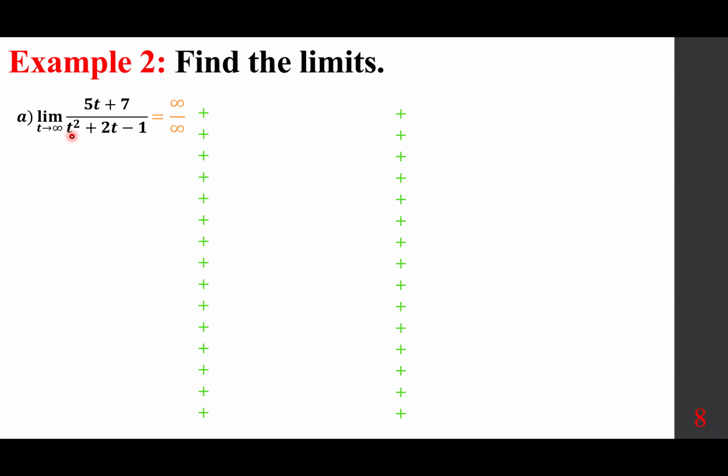Now, whenever you have a rational expression where the variable approaches infinity, remember the technique? We repeat the same technique. Divide by the highest degree term in the denominator. So let's divide every term in the numerator as well as the denominator by t squared.